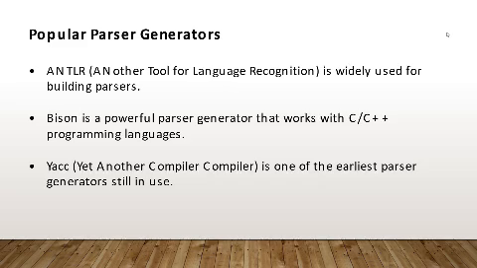Popular parser generators. These are tools that help us build parsers for different programming languages and purposes. First, we have ANTLR, which stands for Another Tool for Language Recognition. ANTLR is widely used today because it supports multiple target languages like Java, Python and JavaScript.